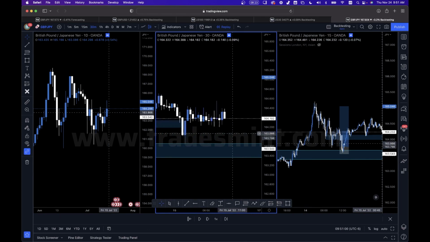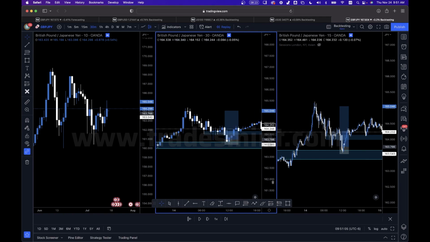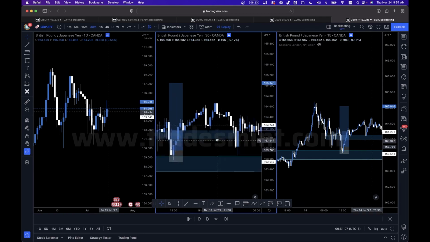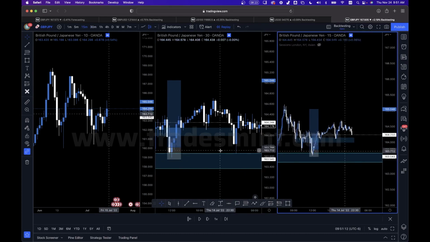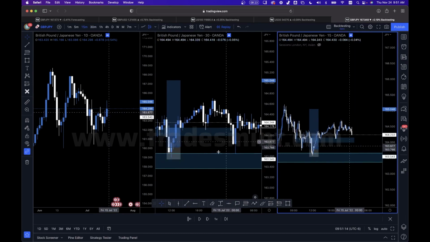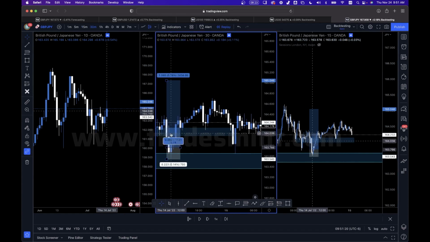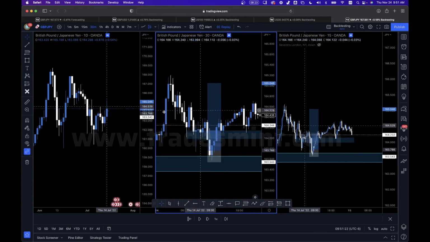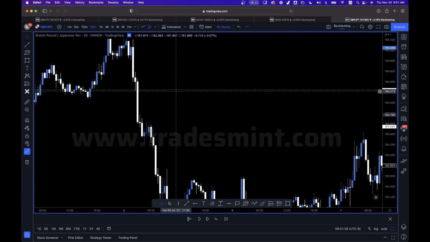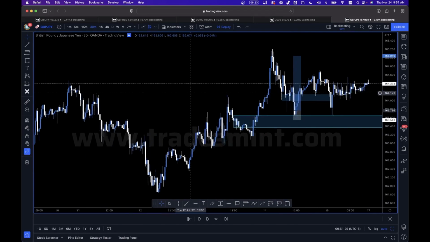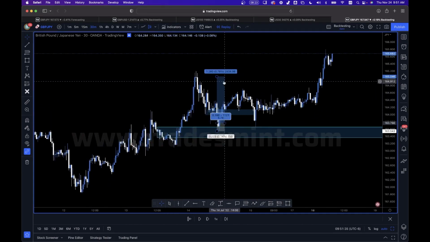Let's say that you didn't enter, but price comes back to retest. Sometimes this will happen. You can enter again. If price does not break below, you can enter again. If price doesn't break below and starts to reject, enter your position and carry it all the way up. So we'll let this one play out. Okay, so it took some time, but it hit our target.